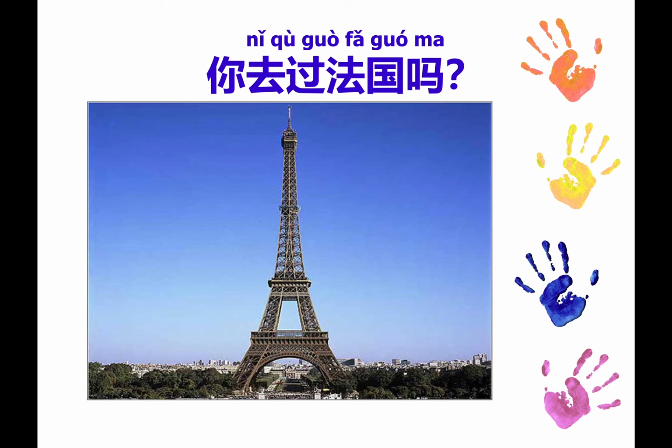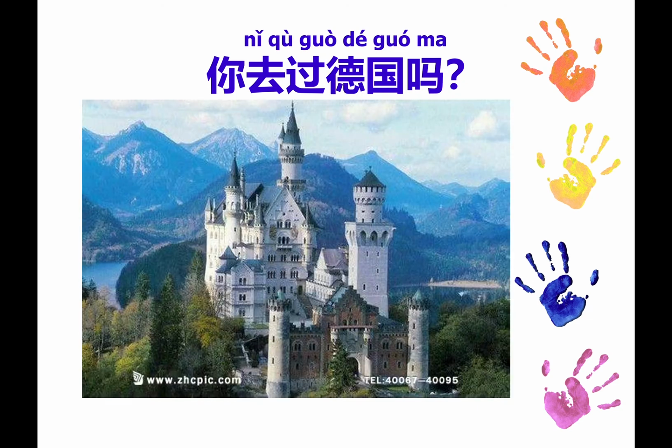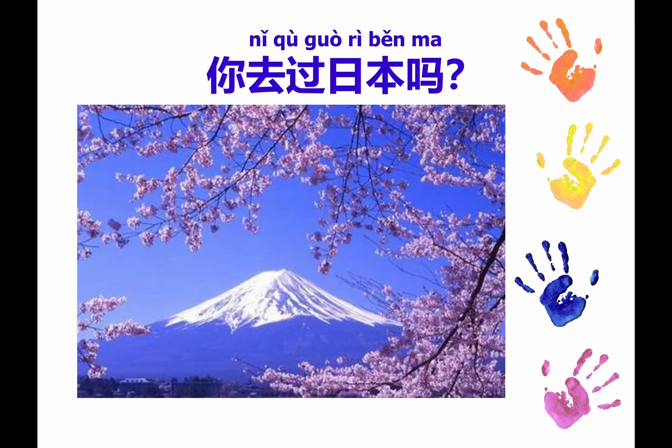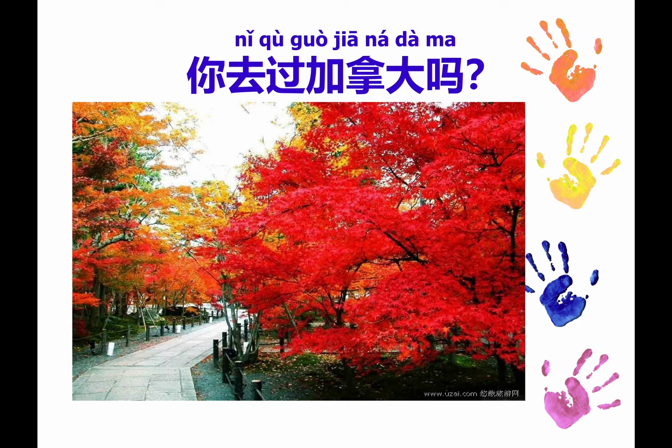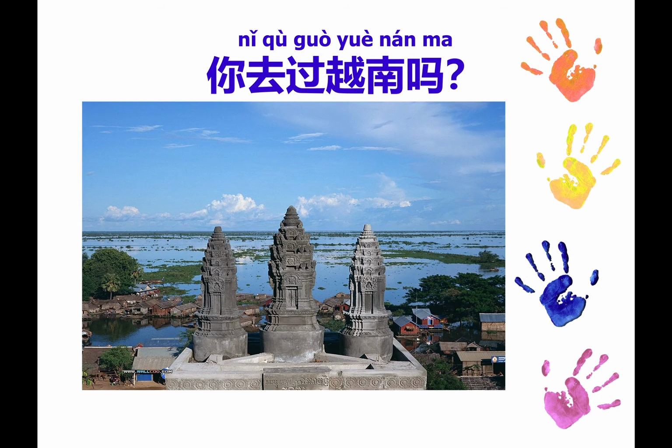你去过法国吗？ Have you been to France? 你去过德国吗？ Have you been to Germany? 你去过日本吗？ Have you been to Japan? 你去过加拿大吗？ Have you been to Canada? 你去过越南吗？ Have you been to Vietnam? 越南 is a new country word, which is Vietnam.